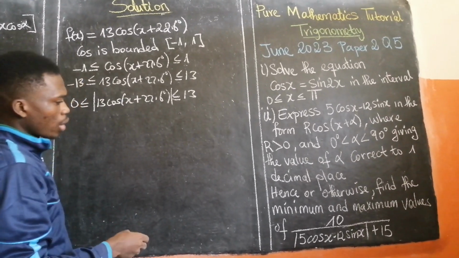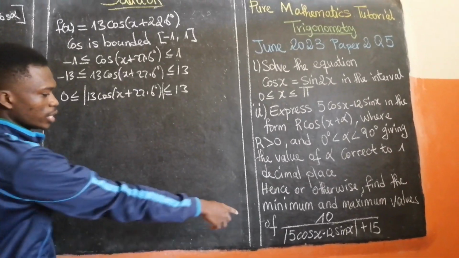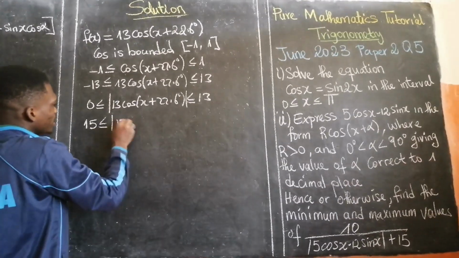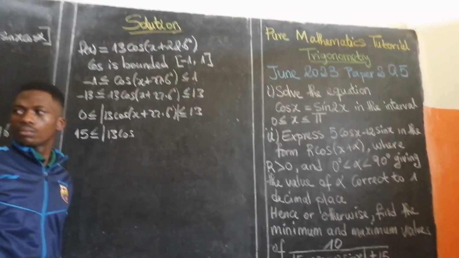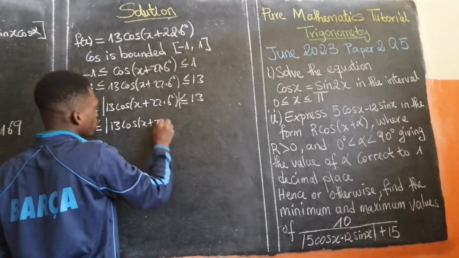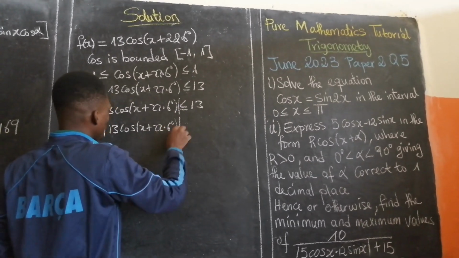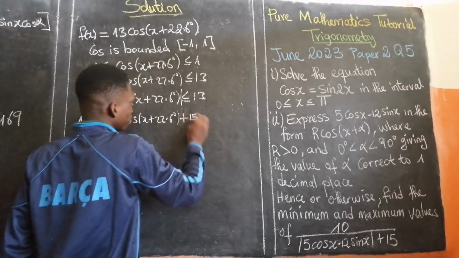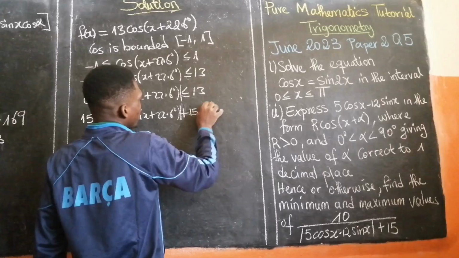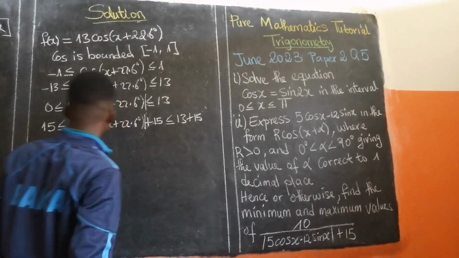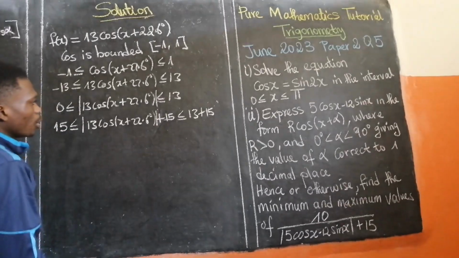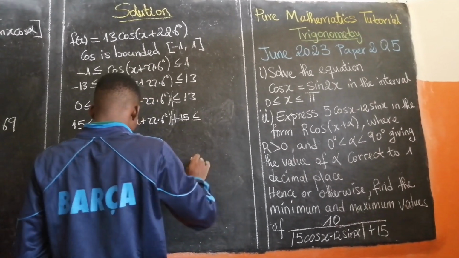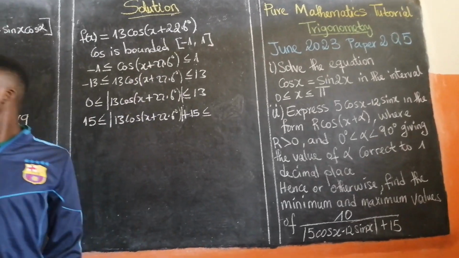Alright, when we look down there, we see there's an addition of 15 to our function. So we're going to add 15 to all sides. We're going to have that 15 is less than or equal to the absolute value of 13 cos of x plus 22.6 degrees, plus 15, then less than or equal to 13 plus 15. Right now, what is 13 plus 15? It is 28.